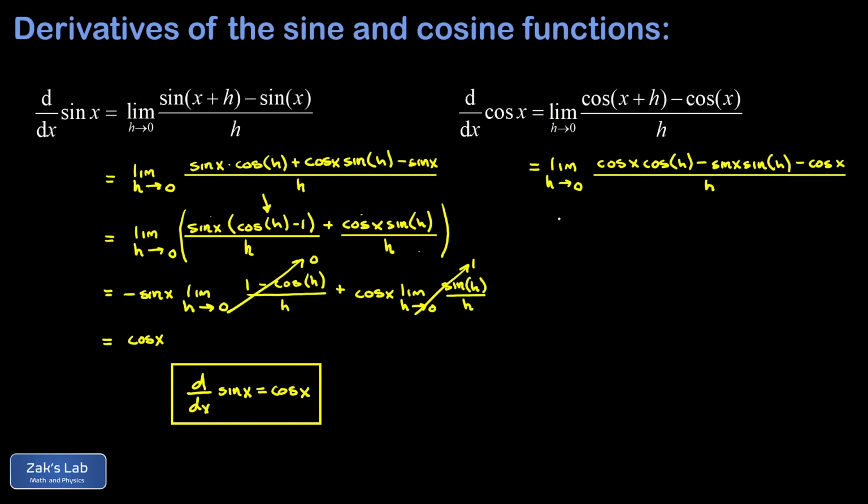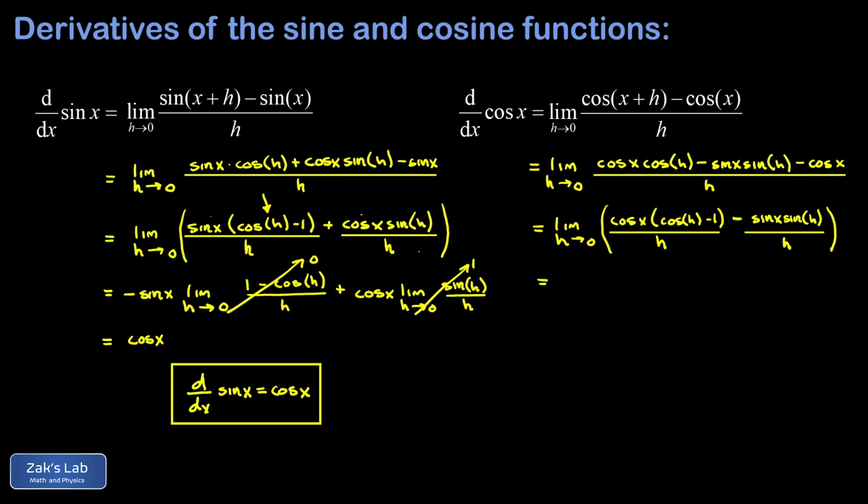Now again, what we're trying to do is isolate these familiar special limits, sine h over h and 1 minus cosine h over h. And I can see in my cosine x terms, that's the first and third term, if I factor the cosine x out of those, I get a cosine h minus 1. And my remaining piece is going to be a sine x times sine h. And again, at this point, I'm going to go ahead and split this into two separate fractions. So the first one is cosine x times the quantity cosine h minus 1 all divided by h. And then I have minus sine x sine h all divided by h.